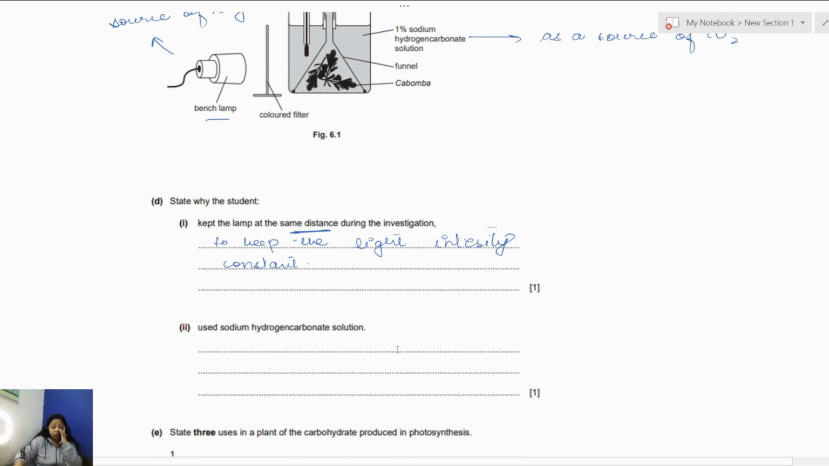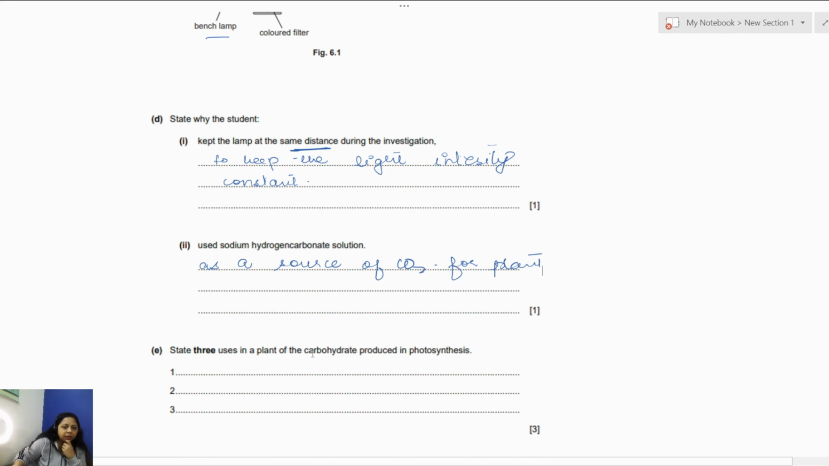Why do we use sodium hydrogen carbonate? To provide carbon dioxide for the plant. State the uses in a plant of the carbohydrate produced in the process. Let's talk about the uses of carbohydrates that are produced. Energy, good, by aerobic respiration.